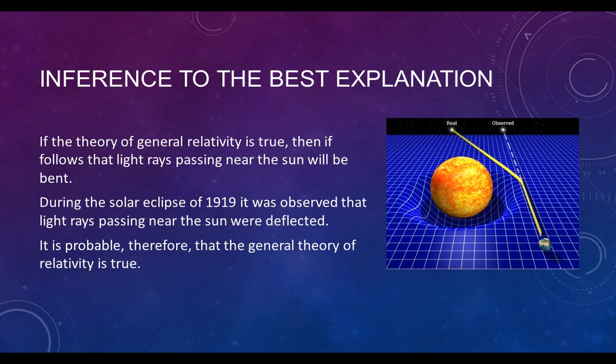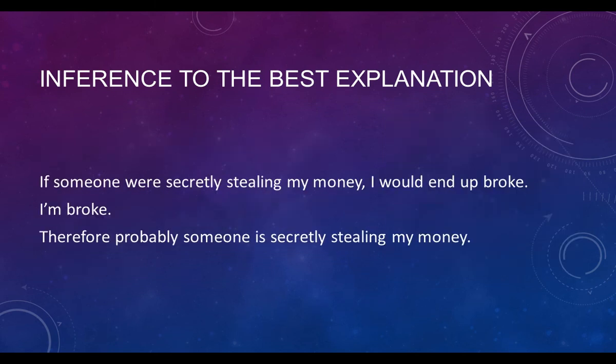Okay, so again, these are all risky inference patterns. You can turn out to have been wrong. Inference to the best explanation is not always right because we are of limited imagination and limited cognitive resources. So the best explanation as far as you can tell might not be the best, but still, it worked out for general relativity, so it doesn't always fail. All right. But here's one where it fails. If somebody were secretly stealing my money, I'd end up broke. I'm broke. Therefore, probably somebody's secretly stealing my money.